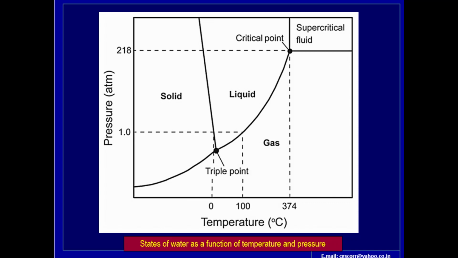If we move further above, you can see the critical point. There is a special mix of temperature and pressure, we call it the critical point, where the difference between the liquid and gas ceases to exist. For water, this happens at 374 degrees centigrade and 218 atmospheric pressure. Normal air pressure is 1 atmosphere at sea level.